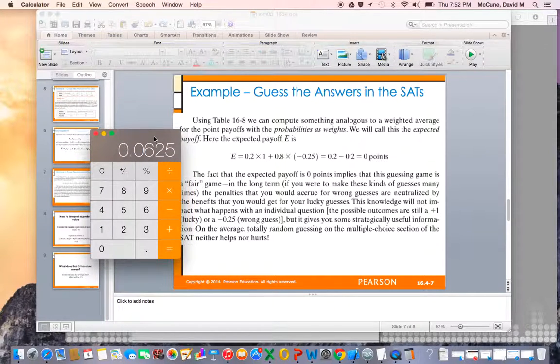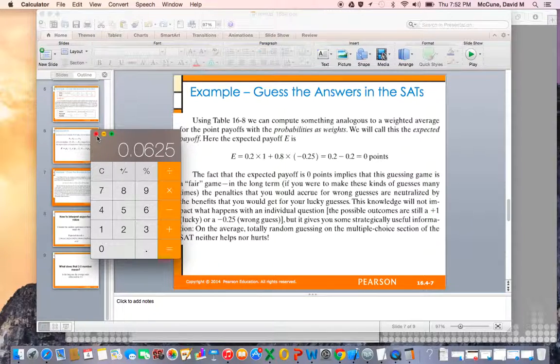The original expected value was 0 when we had 5 options and we were guessing among the 5. But now, if we know that A is wrong, and we're now guessing amongst 4, we get an expected value that's positive. So that means that if you're going to guess, and you can eliminate one of the options with confidence, then in the long run, your benefits will outweigh your penalties. Okay, so the fact that this is positive means that that's good for you.